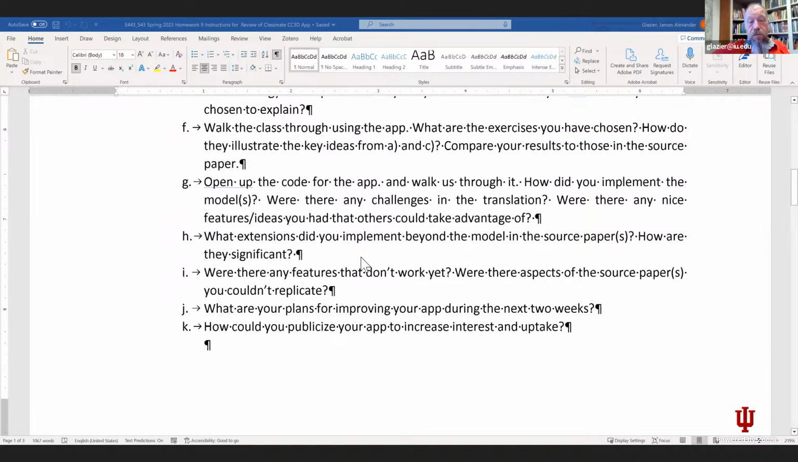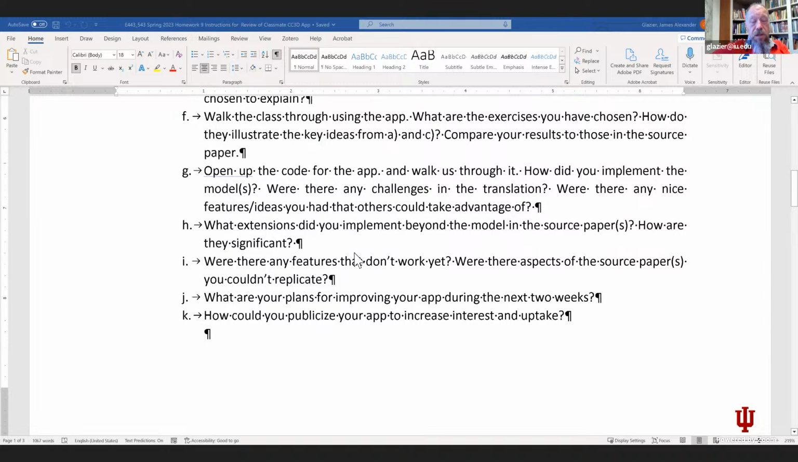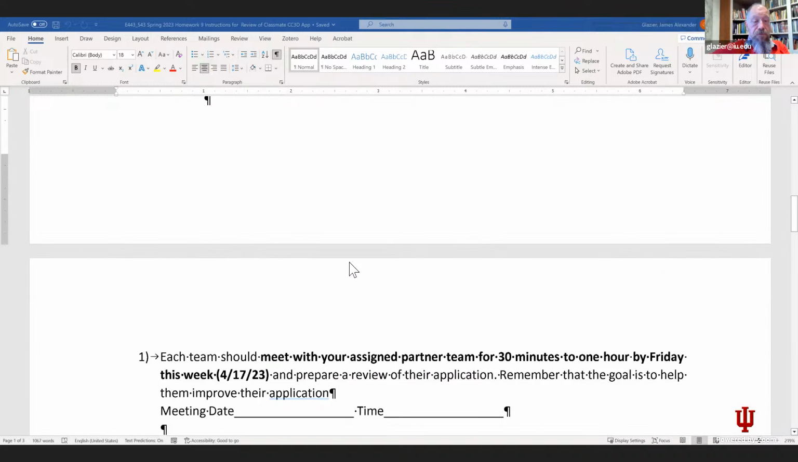Explain how you're going to improve your model during the next 2 weeks after your presentation next week. And also, since you put a lot of work into these and you're putting them up publicly, think about how you can publicize your application to increase uptake and interest.